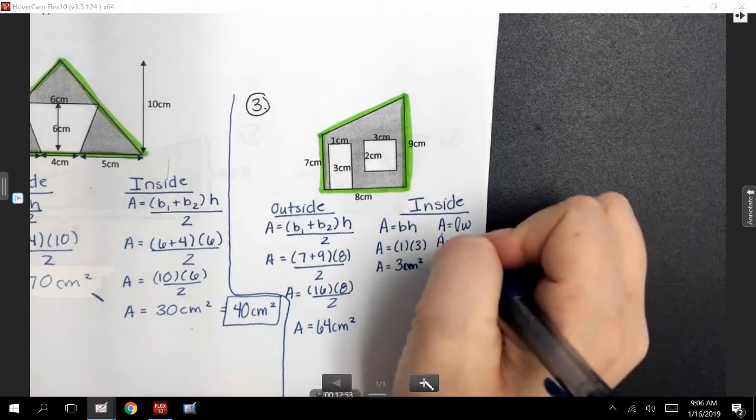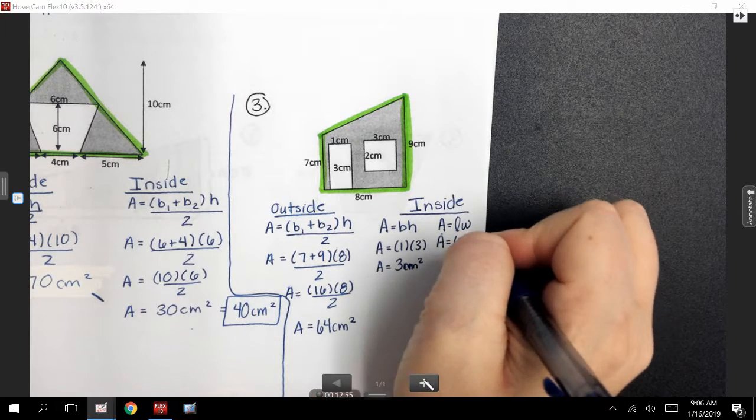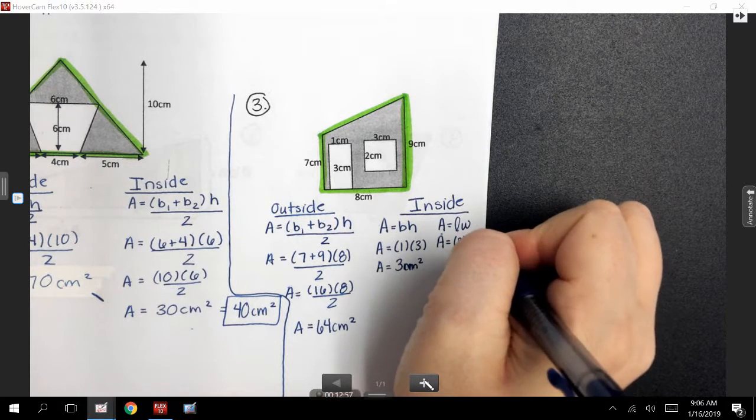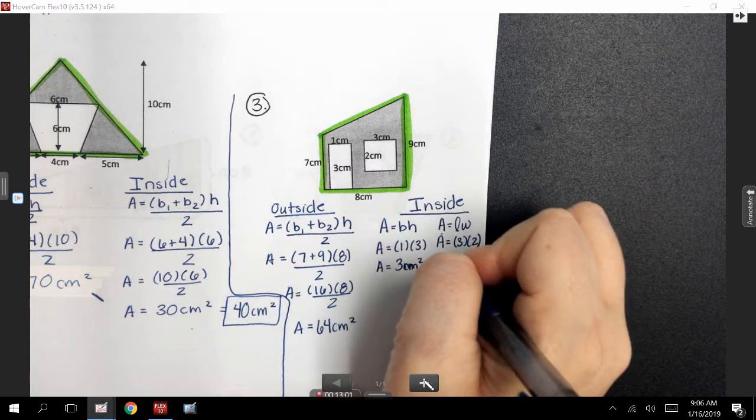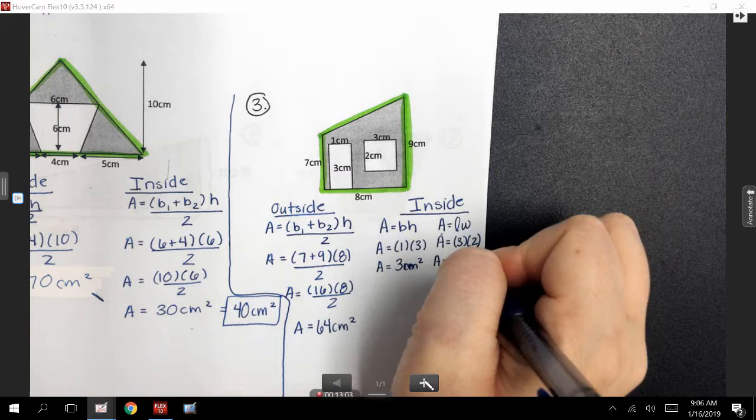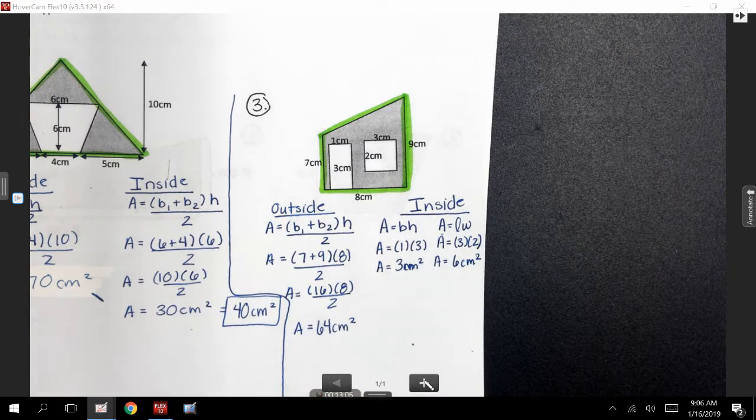All right, so A equals, McKenna, what's my length and width for that second one? My length is 3 centimeters and my width is 2. Perfect. So we get 3 and 2, which gives me 6 centimeters squared. All right. Now, guys, you have two options here. If you want to put those together and make it a 9, you can.